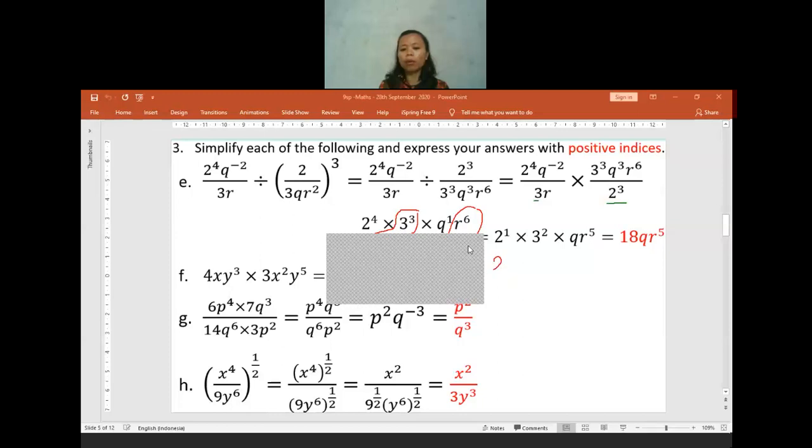The number 2 to the power of 1 is 2. 3 to the power of 2 equals 9. So we have 2 times 9 times q r to the power of 5. 2 times 9 equals 18. And then q r to the power of 5. Any question? Any question? No?